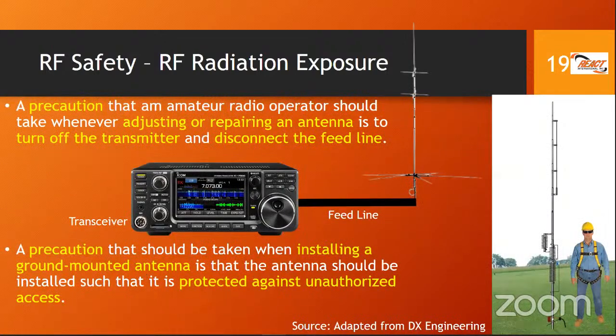And sticking with safety, we also need to be aware that if, as an amateur radio operator, this is your transceiver, a very lovely ICOM IC-7300 HF rig, and you have a piece of feed line, maybe LMR-400 coax or something, or it could be ladder line, feeding your very nice HF antenna, and you decide that you want to go and adjust this antenna. Maybe the SWR is high or something like that.